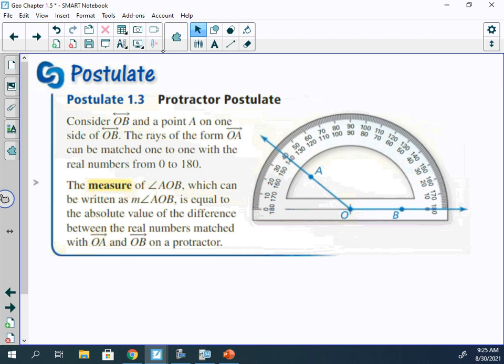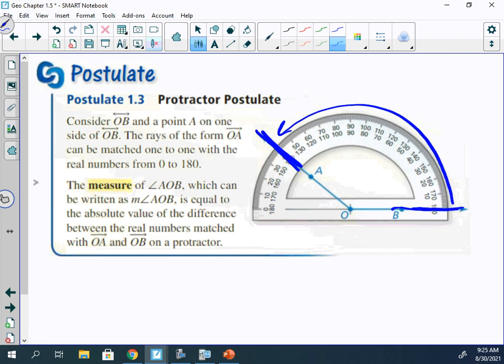You can use a protractor to measure. So we said if this is a line, and we have a point A that's above that side of the line, I can use this protractor to subtract the difference from the location of where this line passes and this line passes to find out its measure. Or we can count around.